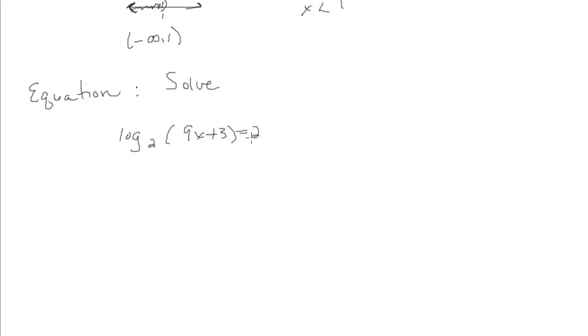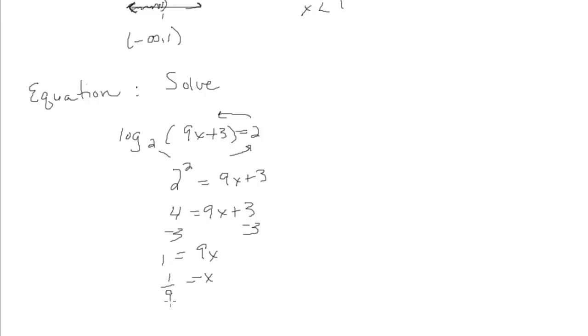We'll have 2 to the 2, remember the base of my log is the base of my exponent, so 2 to the second power is equal to 9x plus 3. So now this is something I know how to solve. 2 squared is 4 is equal to 9x plus 3. So getting x by itself, I would subtract 3. 9x is equal to 1, and x is equal to 1 over 9.